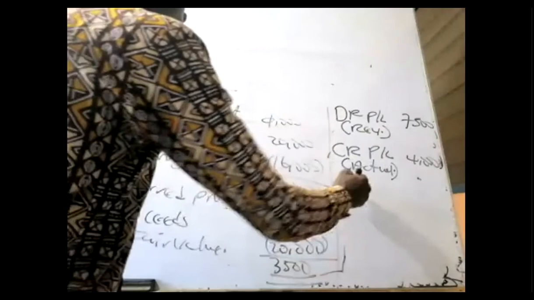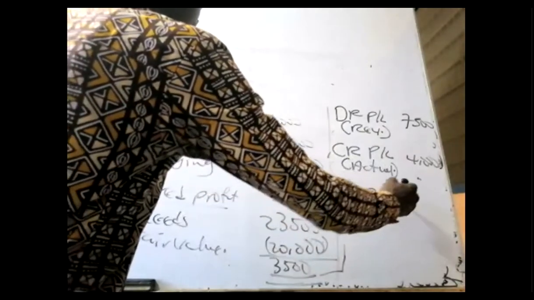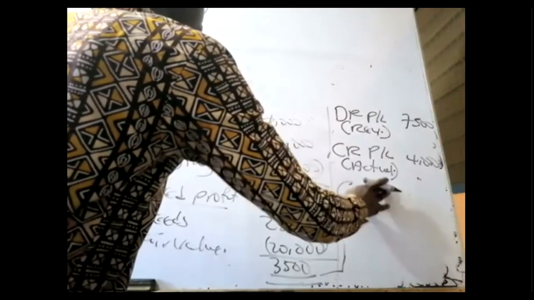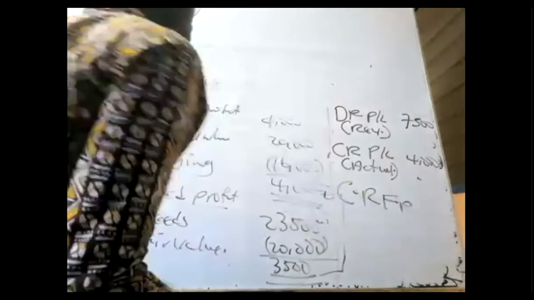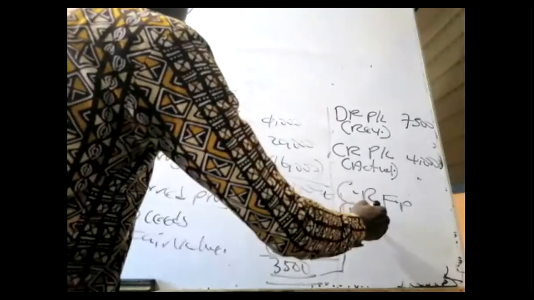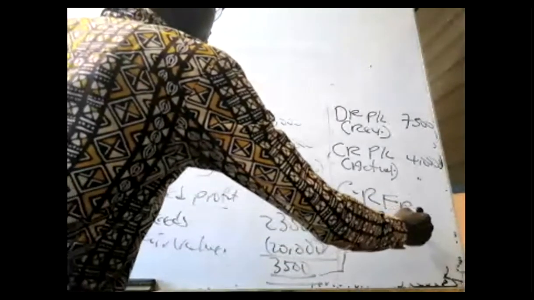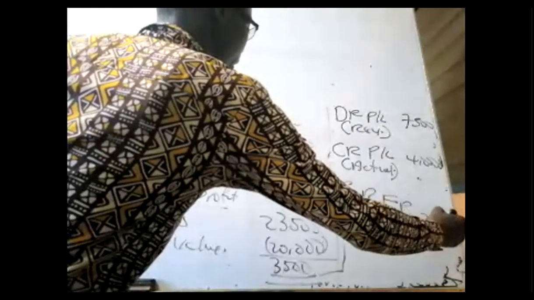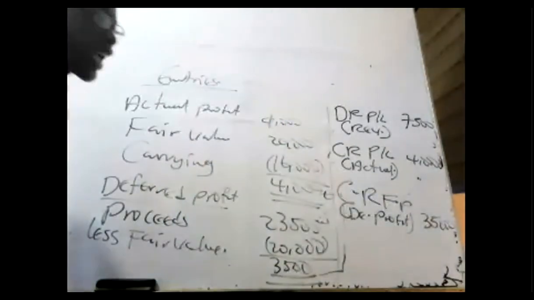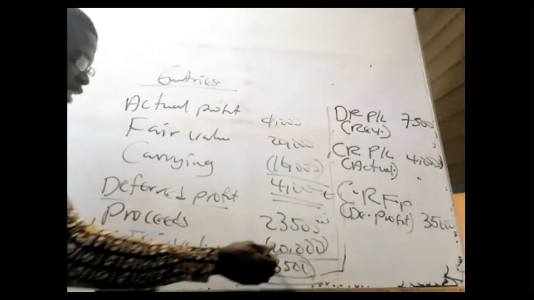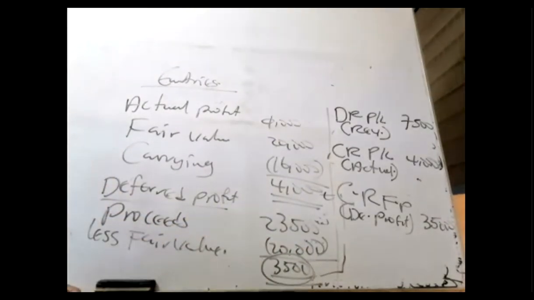Again, I'll credit my statement of financial position, my balance sheet. I'll call it deferred profit. It has a credit balance. I'll credit with what? 3,500. That is the initial entry. Again, I have to amortize this figure over the lease term.